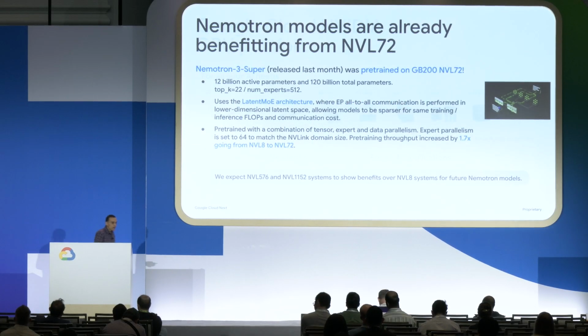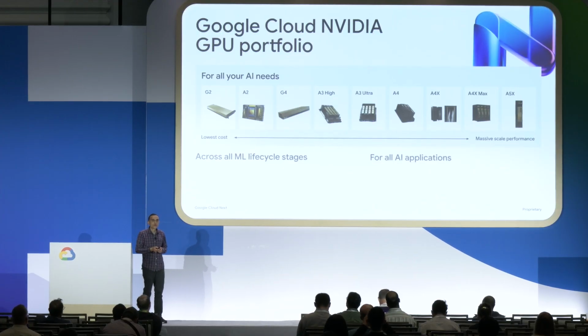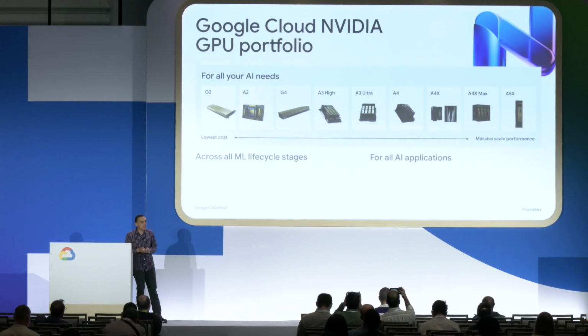So with that, I just wanted to close. This is our Google Cloud GPU portfolio. We have different types of GPUs on Google Cloud, whether you're using PCIe for low-cost inferencing across all the different ML life cycles, or powering high-throughput, low-latency agentic systems, all the way up to A4X with the Vera Rubin platform. So a broad portfolio.